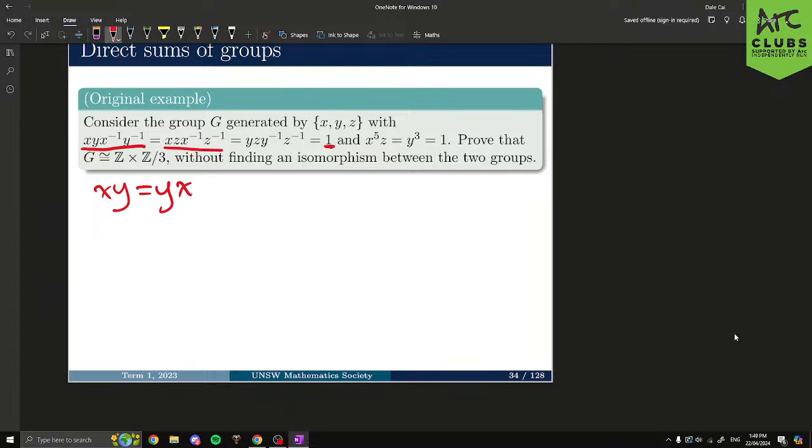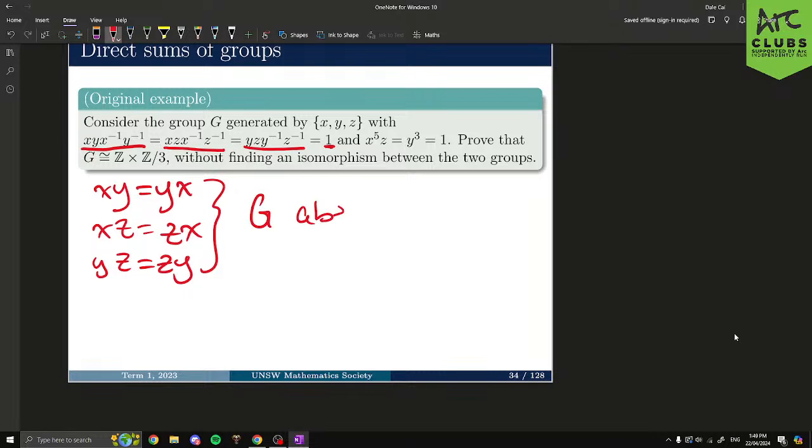If I do the same thing with this term, so multiply the right side by zx, then I find out that xz is zx. And for this last term, I find out that yz is zy. So what I've found from here is that G is abelian, right? Because each of the three generating elements commute.